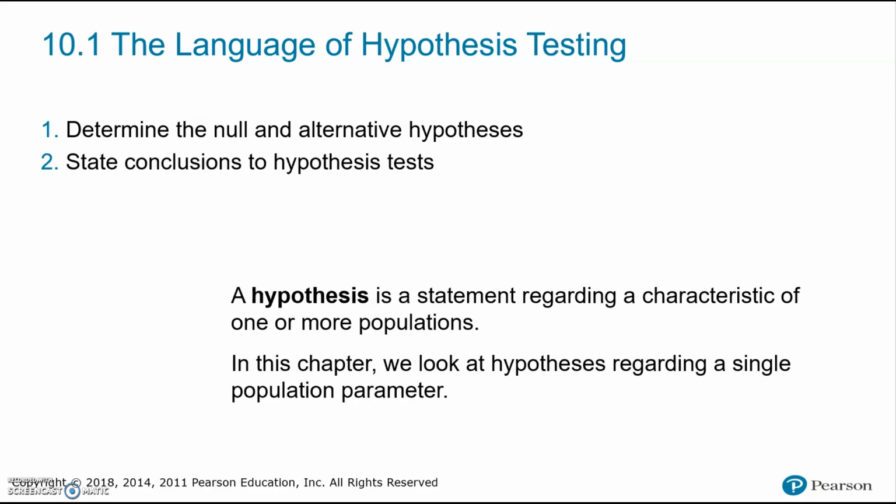In 10.1, we're going to determine null and alternative. I'll explain that in a minute. And then we're just going to do the conclusion. So we're not really doing the test. We're just getting practice with the wording or the language. Most of you know what a hypothesis is. It's a statement regarding characteristics of one or more populations. What you think might be true. And then we might want to test that hypothesis.